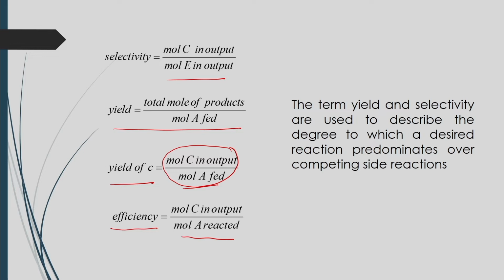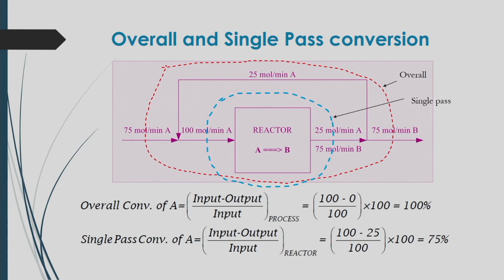Now, the terms yield and selectivity are used to describe the degree to which a desired reaction predominates over competing side reactions. Another important terminology that you have to remember, which is sometimes required for material balance calculations in a reactive system.